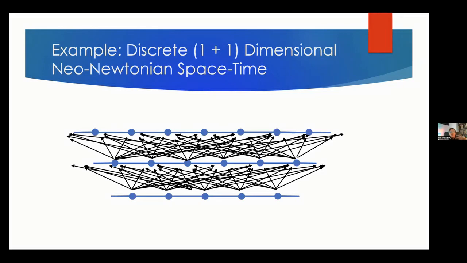That is, if I have two particles that are right next to each other at one time, at the next time step, they could be as far apart from each other as you like. They could have separated any amount. This is the kind of discrete version of what we call neo-Newtonian or Galilean spacetime, if you're familiar with that terminology. That's also not what we want.